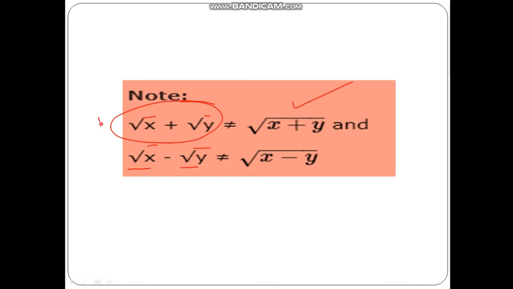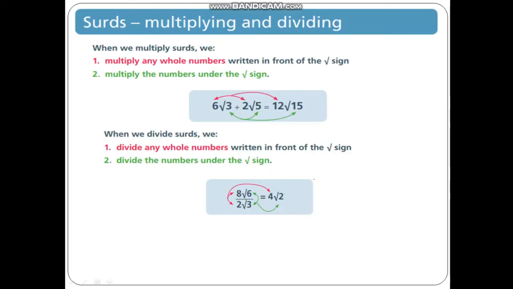If two surds are added with each other, we cannot write them under one radical sign. Fine. Students, now we are going to discuss multiplication and division of surds.